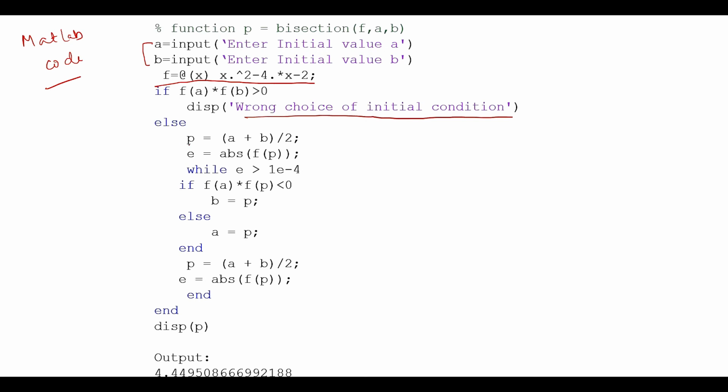It will calculate the value of p, which is equal to a plus b divided by 2, and then it will calculate e, that is the absolute value of f of p. That is, it will calculate f of p, and if it is near the root, its value will be around 0. You know that if we hit the root, it will be nearly equal to 0. So it is just taking the magnitude, the absolute value of f of p. With these, we can start the while loop.